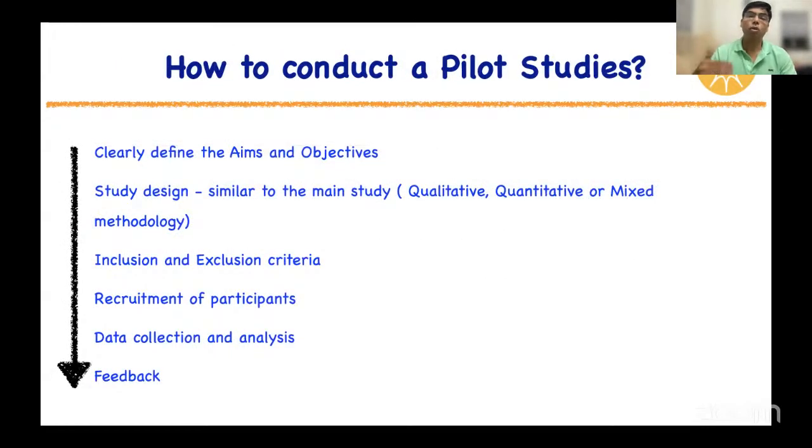So how do we conduct a pilot study? First of all, as has already been emphasized, you have to have clearly defined aims and objectives. The study design and the inclusion criteria, as well as the recruitment of participants and data collection, should be as similar to the main study as possible so that you can find out where the bottlenecks are. And finally, you get feedback from the pilot study.